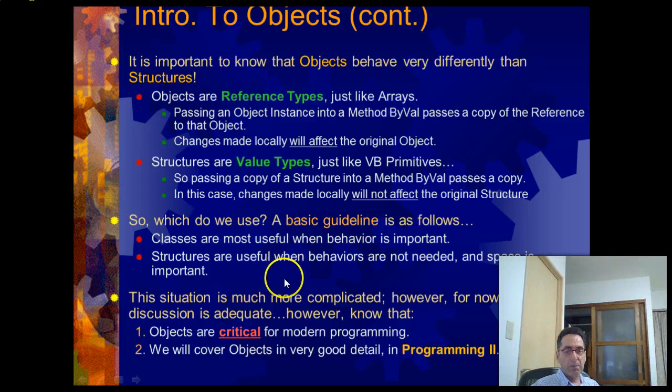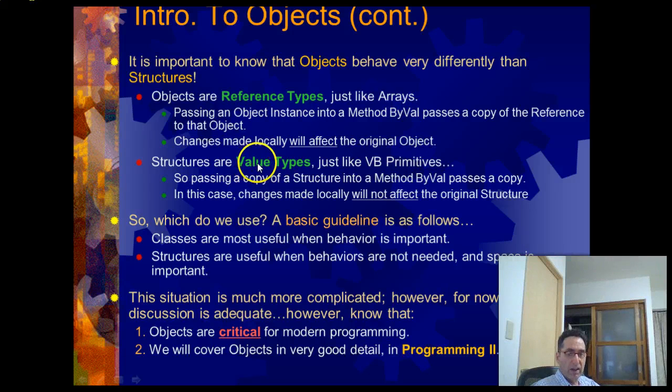It's important to know that objects behave very differently than structures. What he means by that is, remember we had a discussion about reference types. So objects are reference types, and that was just like arrays. And remember, that means that they change or disturb the original object or the original array. So passing an object instance into a method by val passes a copy of the reference to that object. Changes made locally will affect the original object.